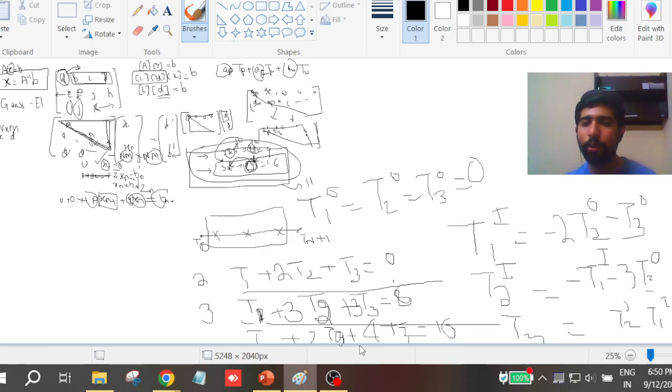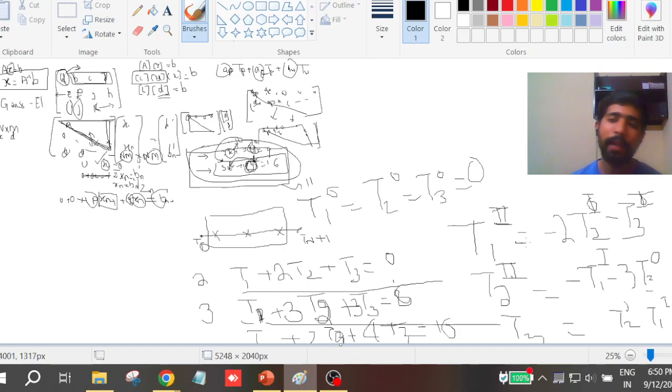So that is how we find T1, T2 and T3 at first iteration. Now we go on to the second iteration, and we do the same thing. T1 at second iteration will be 2 minus 2 into T1 at first iteration, and similarly we calculate T2 at second iteration and T3 at second iteration.